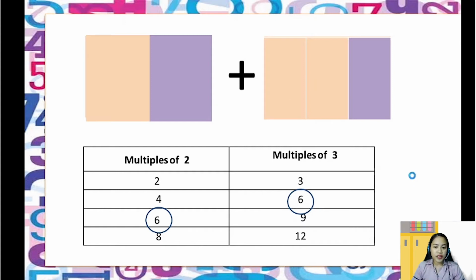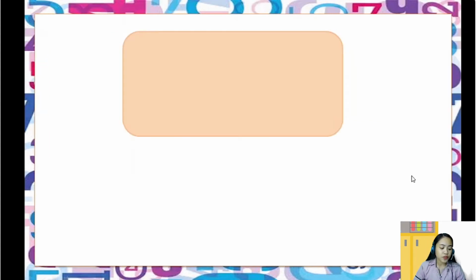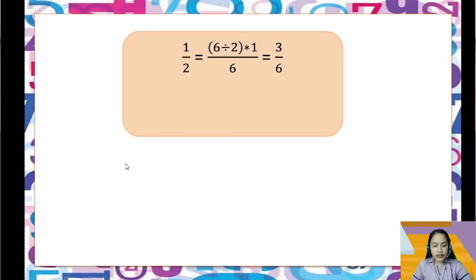So, our next step is to find the numerator for each fraction by dividing the LCD by the original denominator, and then multiplying the quotient by the original numerator. Siguro mapapakinggan na lang kayo. So, I will discuss it naman.